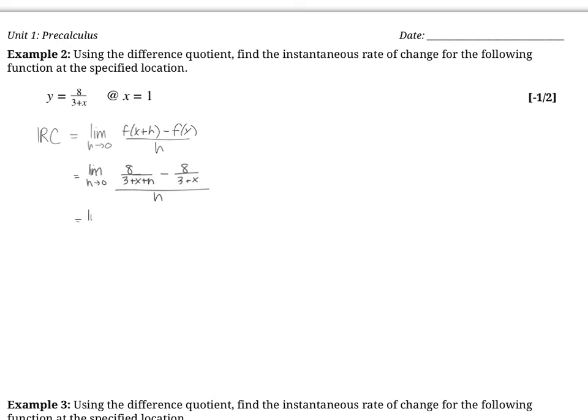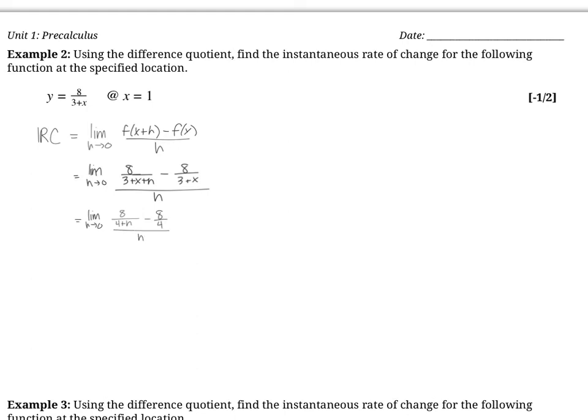So the limit as h approaches 0. Notice how we can't plug in h yet because there is an h down here in the denominator. If we tried it now, it would be undefined. The question is asking us for the slope of the tangent, or the IRC, at 1. So let's start off by plugging in 1 to simplify our calculations. So 3 plus 1 plus h, which is going to be 4 plus h, minus 8 over 3 plus 1, so 4, all over h.